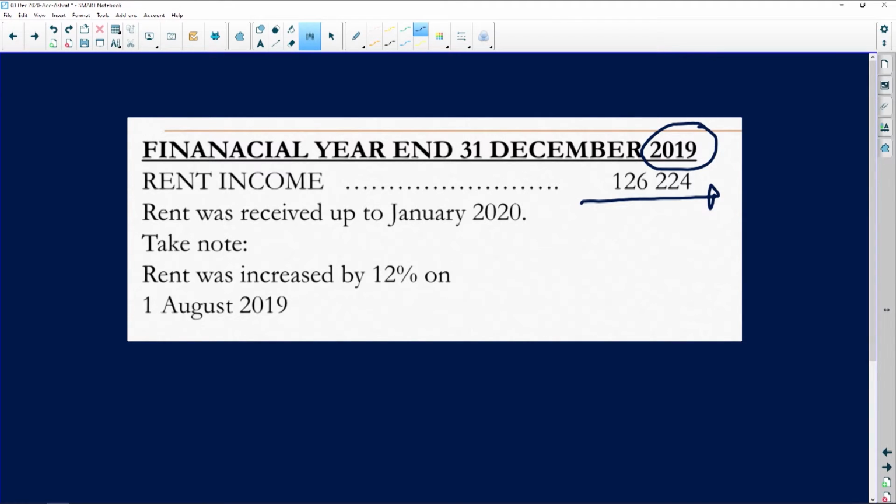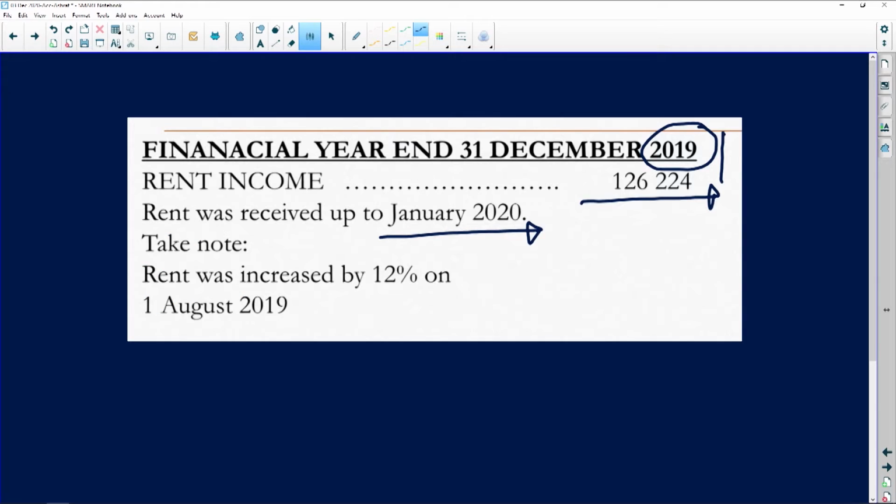Rent was received up to January 2020. Clearly you can see you have received rental up to and including the next month. So your financial year ended on the 31st of December 2019, but you've also received the rental for January 2020. Now, if all the months were equal, it was straightforward. You just take the number of months, which is 13, divided by 13, and that will give you your income that you've received in advance, also known as your deferred income.